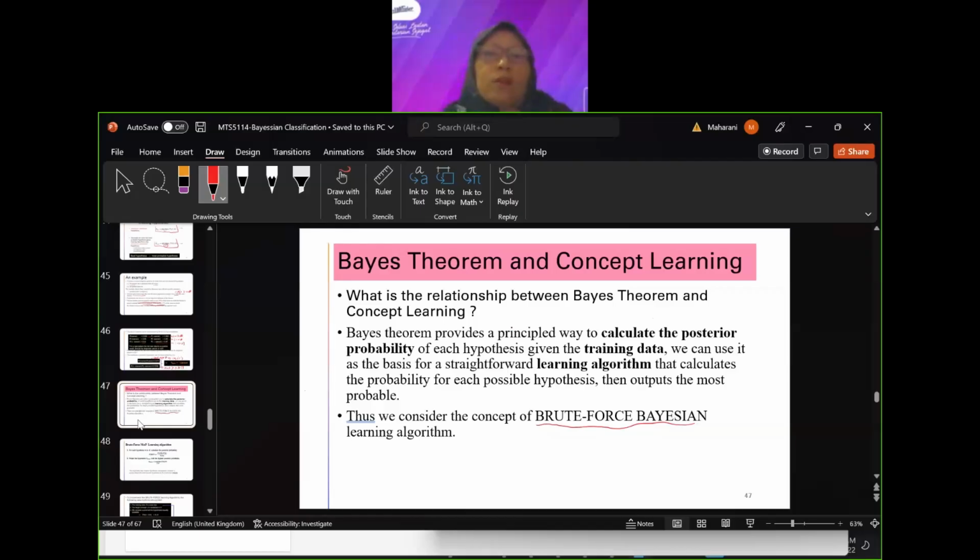So what is it? You can look at here. This is actually the relationship between the Bayes theorem and concept learning. Concept learning means machine learning. What is actually the relationship between them? Therefore we have this definition, brute force Bayesian.